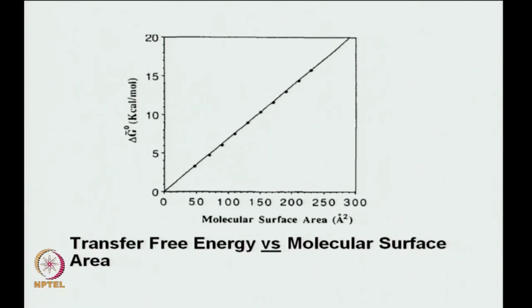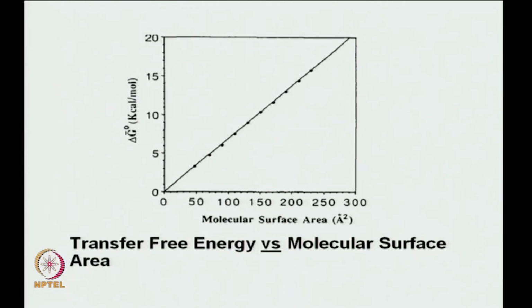Now, what does it mean? It tells you a very simple thing. The transfer free energy is a parameter which is giving you an idea about how hydrophobic that corresponding molecule is, and one immediate connection you can make is that the higher the accessible surface area, the more will be delta G 0. That means the more should be the hydrophobic effect being felt in the system.